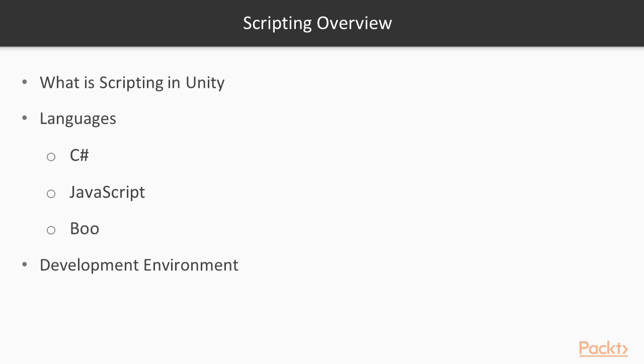Unity gives us two primary options regarding what language we program in. We can use C# or JavaScript. Boo is also an option. We will use C# in our examples. When we create our scripts, we can use a basic text editor or an integrated development environment such as MonoDevelop or Visual Studio. We will use Visual Studio for our examples.